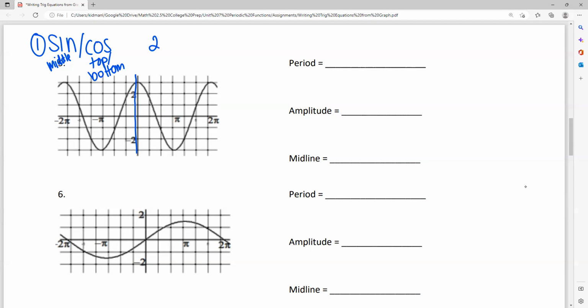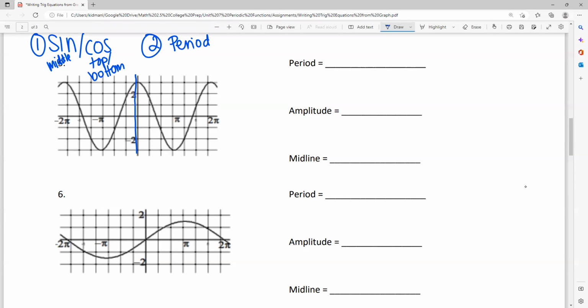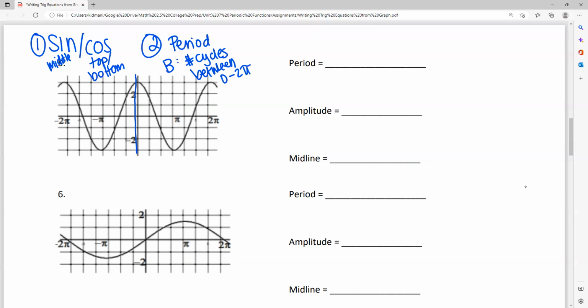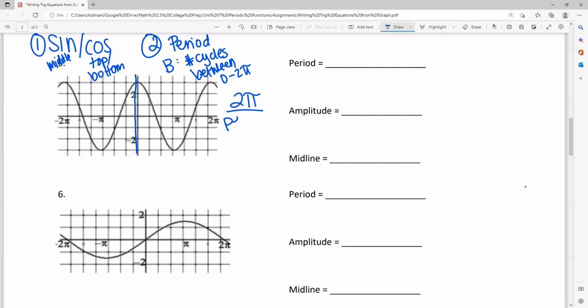After we've decided that, the second thing we need to do is figure out what the period is, and use the period to figure out what B is. Now, B is defined as the number of cycles between 0 and 2 pi. So between 0 and 2 pi, how many times do we see our pattern? Sometimes that's really easy to count, sometimes it isn't, but there's a formula we can use to calculate it. It's 2 pi divided by however long the period is, and we're going to use that to write our equation.